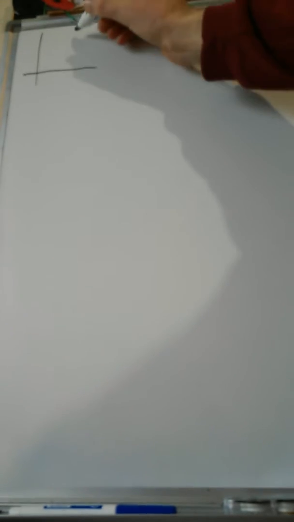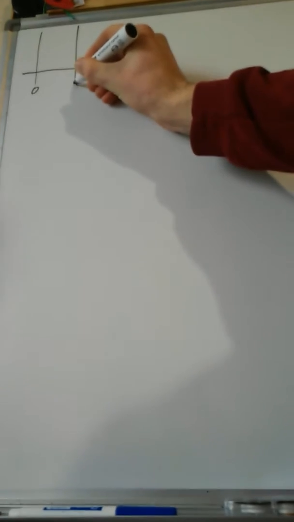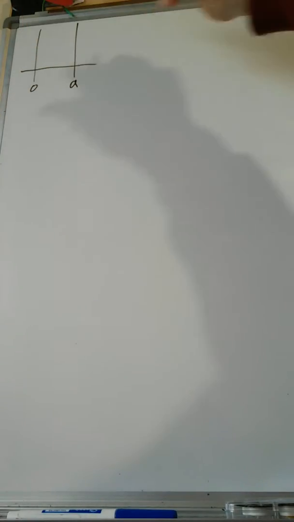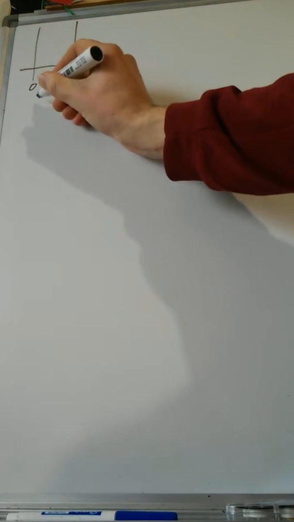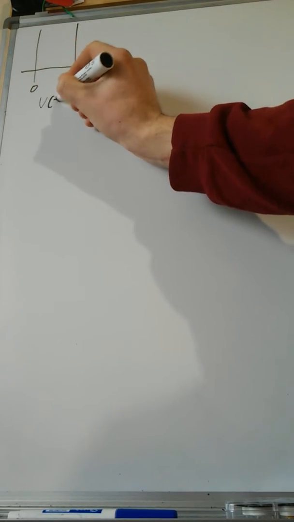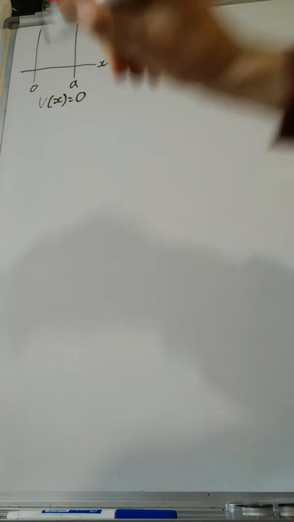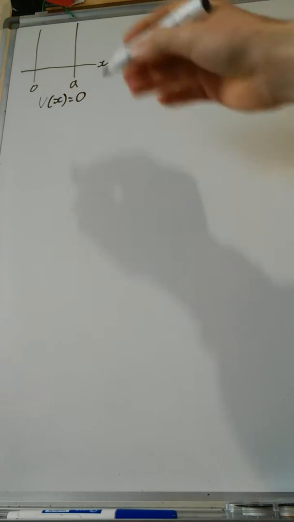So I just want to go through the infinite square well. The infinite square well is essentially you have your well, this is 0 and some distance above 0, a, along the x-axis. You have V of x is equal to 0. The energy is 0 in this state.